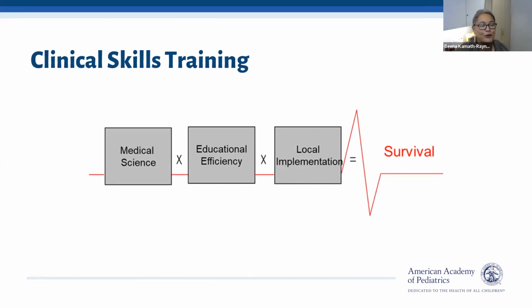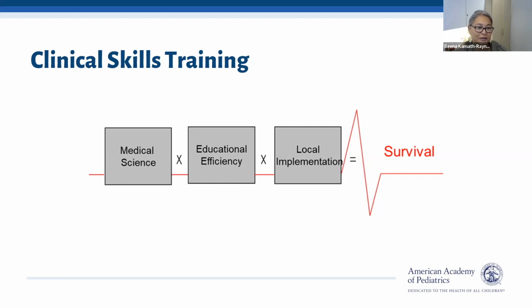So some of you may be familiar with this formula for survival. And this formula was put out to discuss how someone may survive a cardiac arrest. And this can also be applied to a newborn who is born not breathing anywhere in the world. And so their survival depends on the best medical science coupled with educational efficiency. So knowing that the person that's going to provide the care to that baby has been trained in the most up-to-date science and knows those skills in the moment in the delivery room where that baby is not breathing and needs some sort of intervention.